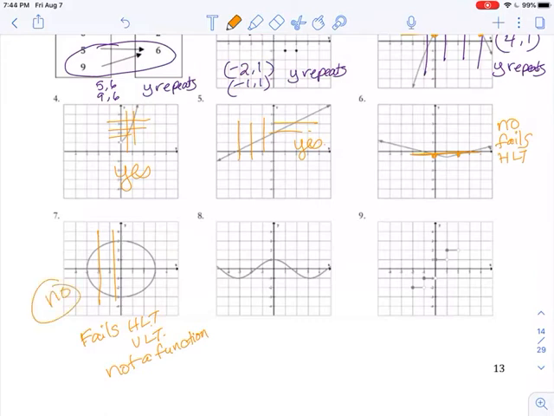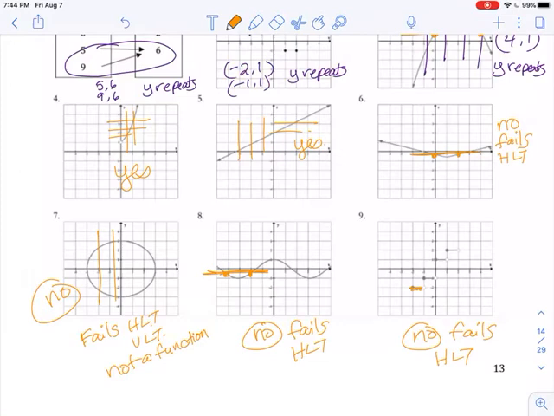Number 8, it passes the vertical line test, but it does not pass the horizontal line test. Look, 2 y's, so no, it fails the horizontal line test. All right, and number 9, it does pass the vertical line test, but it's failing the horizontal line test because look, there are multiple points right here that have that same y, so no, it fails the horizontal line test.